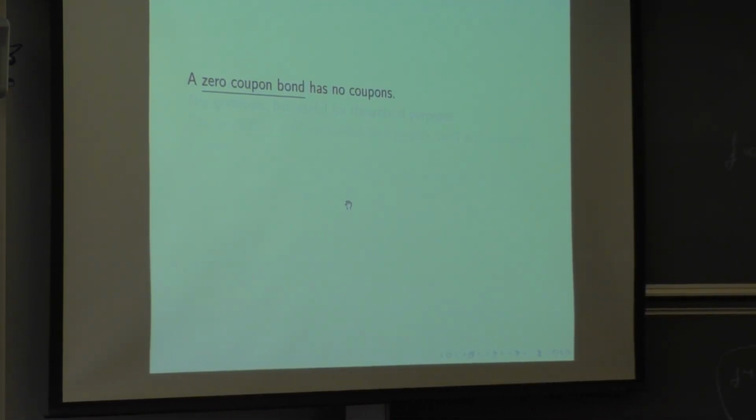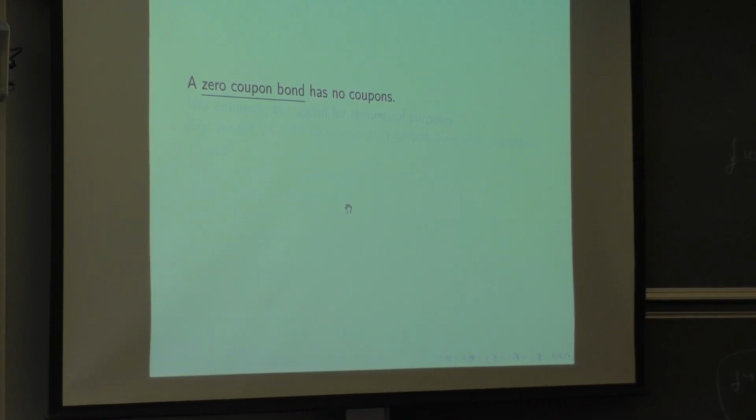So now let's make the first step to finding a relation between the prices of bonds and other things we've seen so far, which are interest rates. So let's talk about zero coupon bonds. What is a zero coupon bond? It's a bond which has no coupons. So it just gives you one payment. And that payment is the face value at the maturity of the bond.